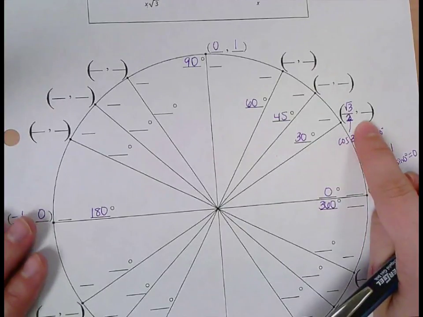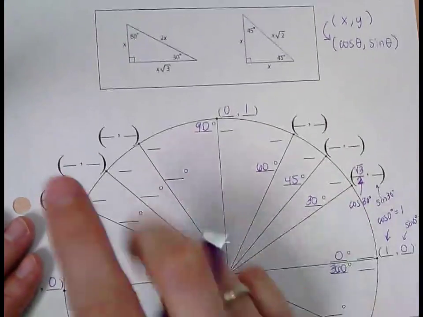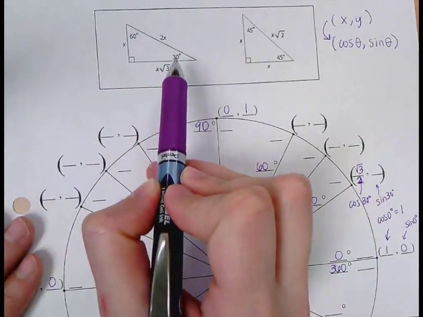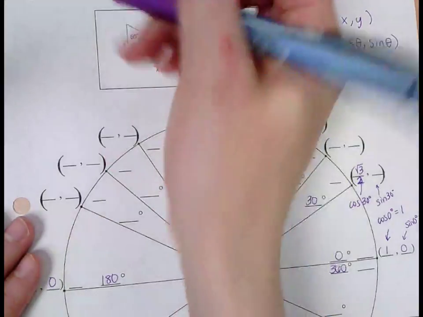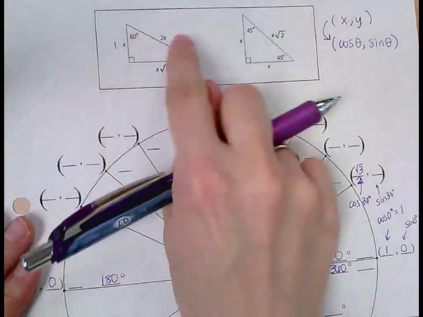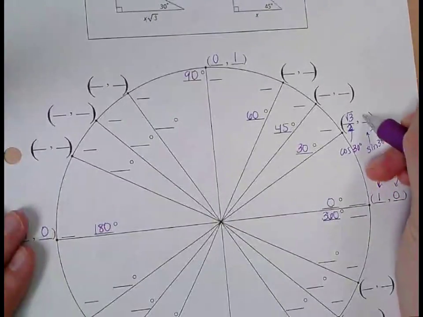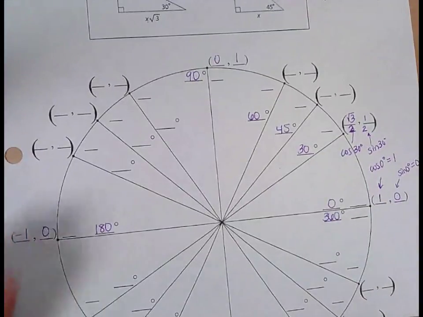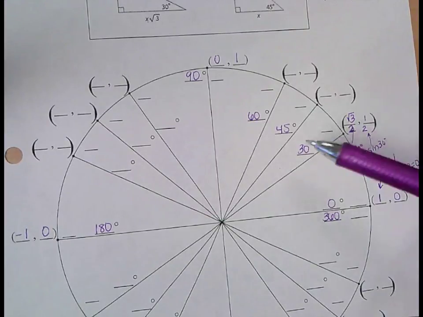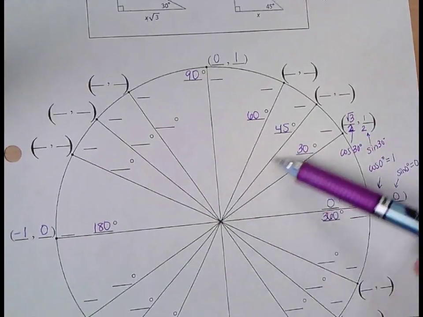And then sine of 30 would be the y-coordinate. And sine is opposite over hypotenuse, so the opposite is x, so that would just be 1 over the hypotenuse, which is 2. So the y-coordinate is 1/2. So that ordered pair is square root of 3 over 2 for x, 1/2 for y, because it's cosine of 30 and sine of 30. Questions on that? Okay.